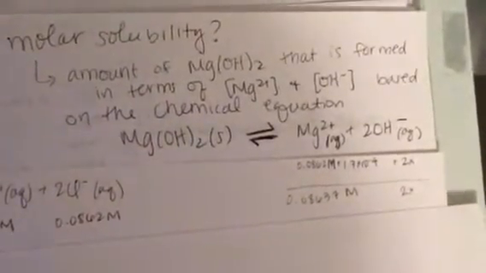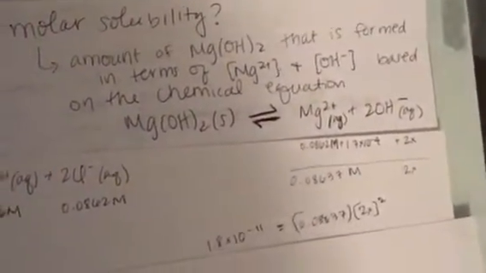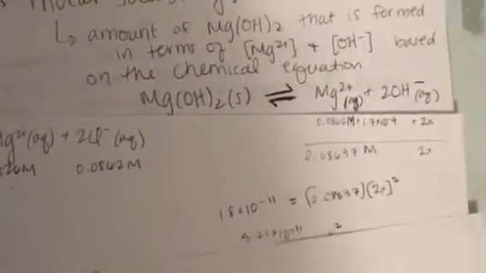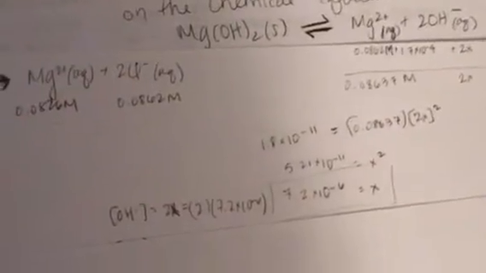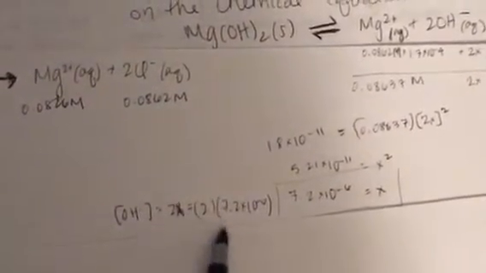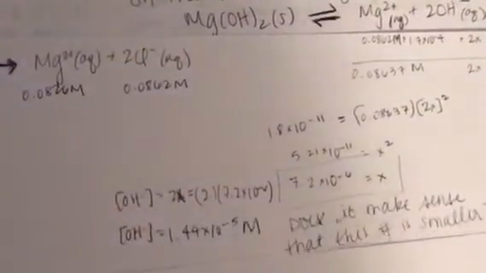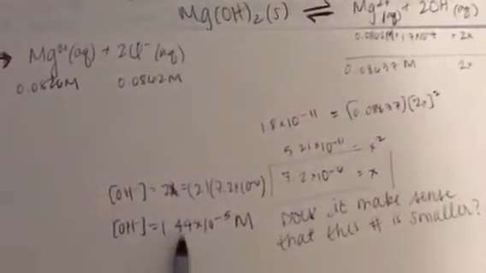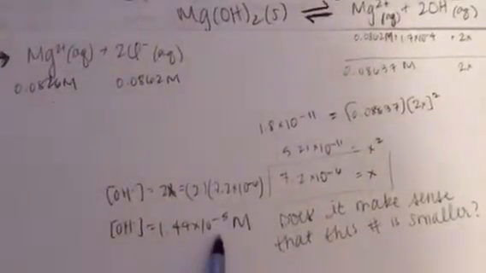So I'm still going to be solving for the concentration of OH minus in solution. I can set this equal to my Ksp and solve for X again. I get that X is 7.2 times 10 to the negative 6th. And now I want to solve that for OH concentration, so I have to multiply that by 2, and I end up getting an OH concentration of 1.4 times 10 to the negative fifth.